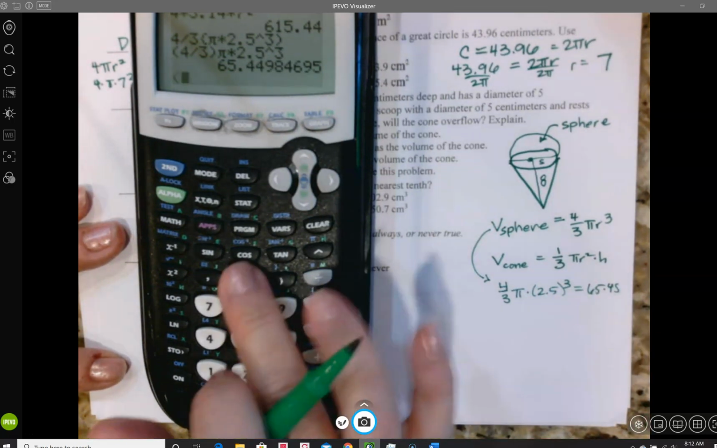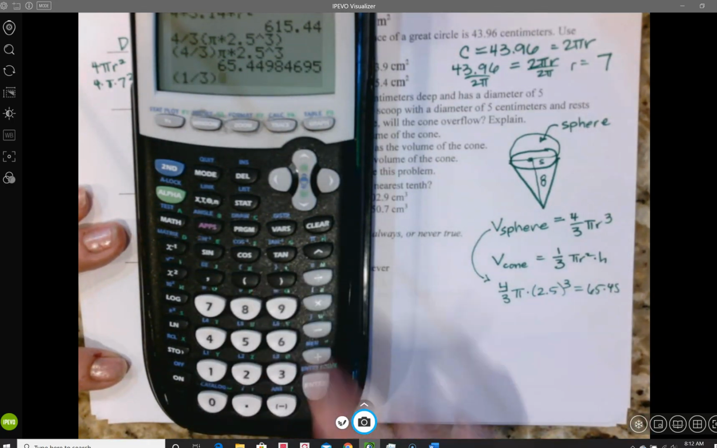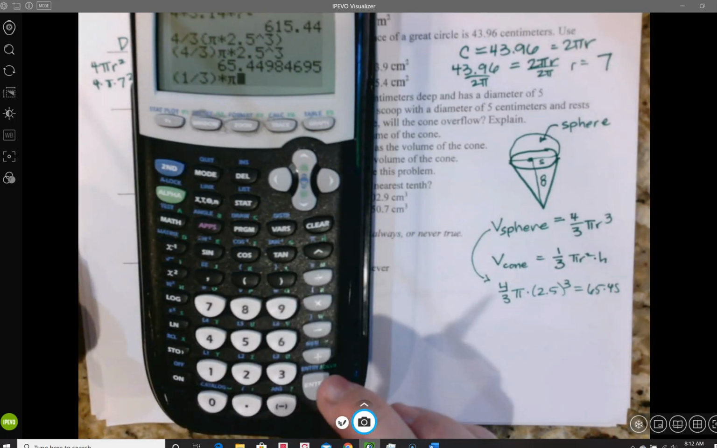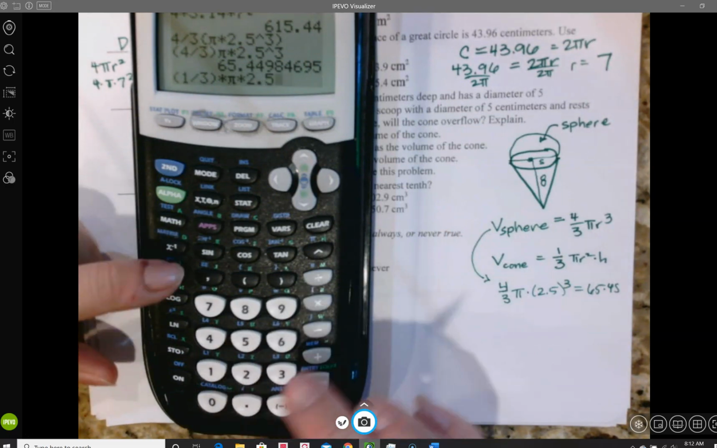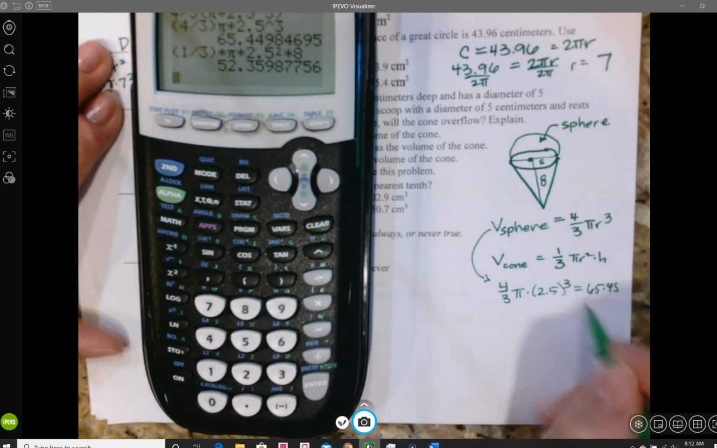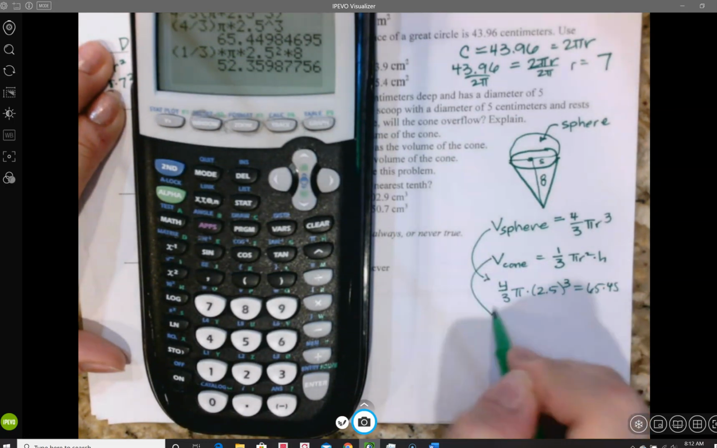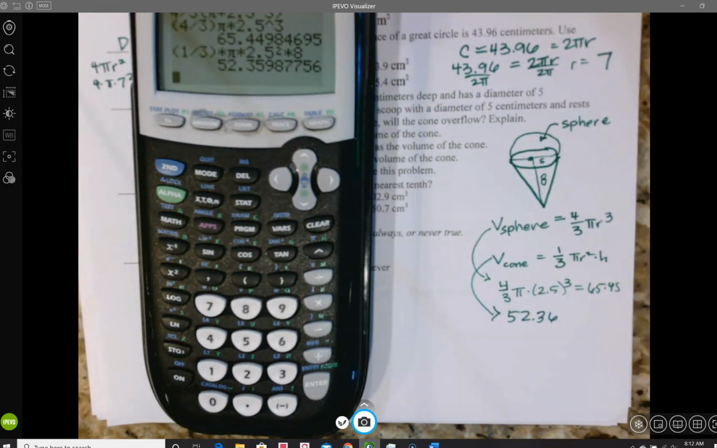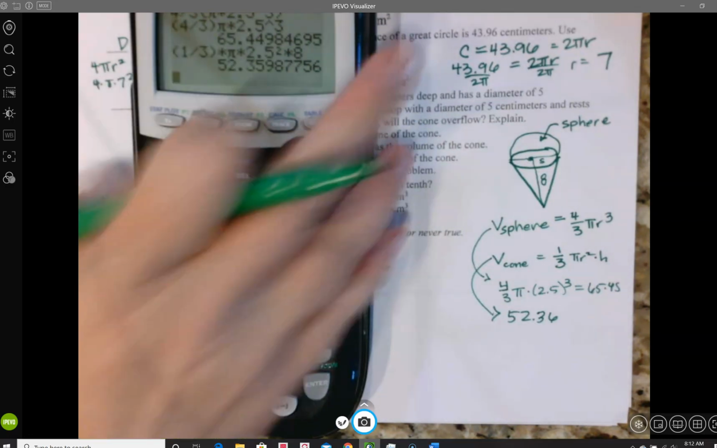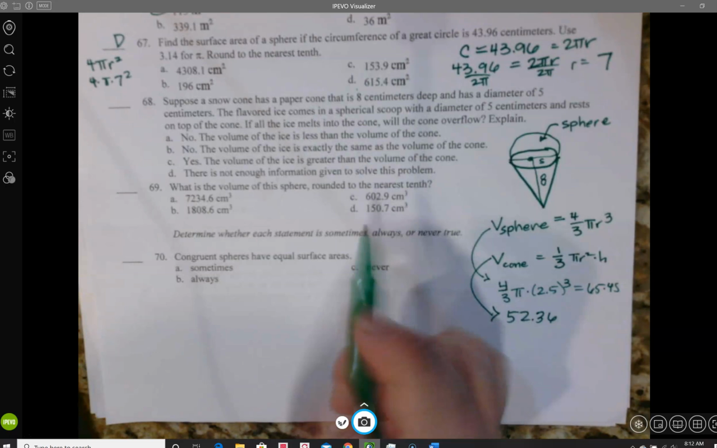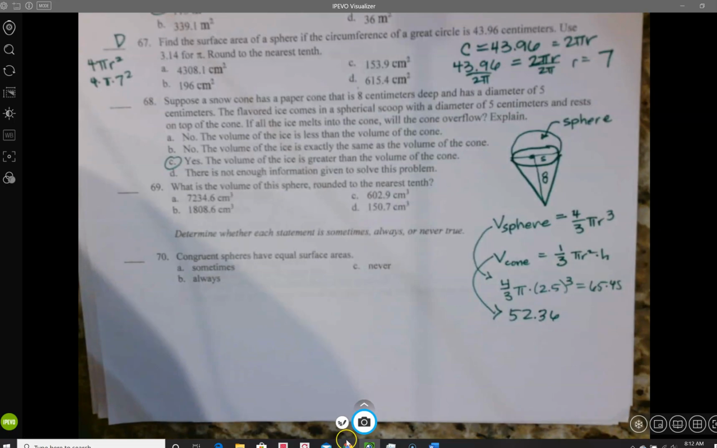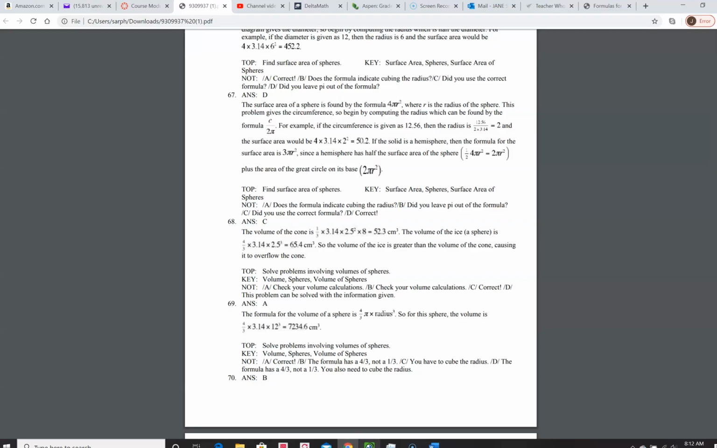And then 1/3 times pi times 2.5 squared times the height, which is 8. So the volume of the cone is 52.36. So as I'm comparing, there's more volume in the ice than there is in the cone. So the answer is, volume of the ice, the answer would be C. And let me just verify that. Yes.